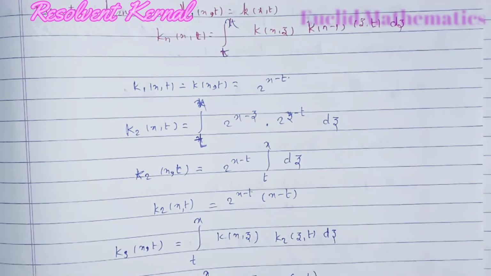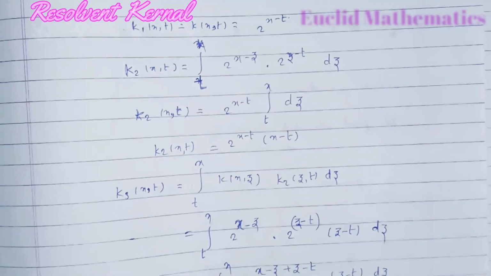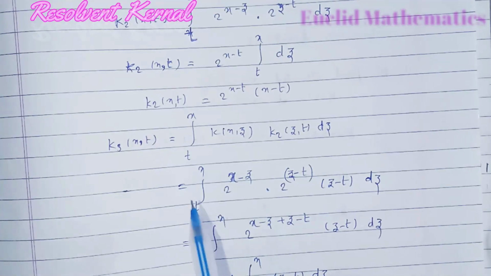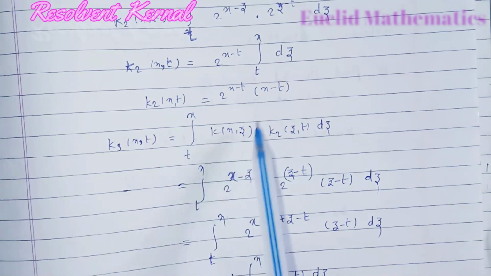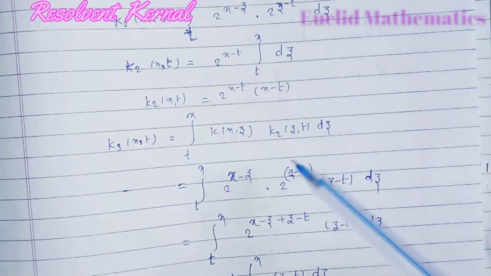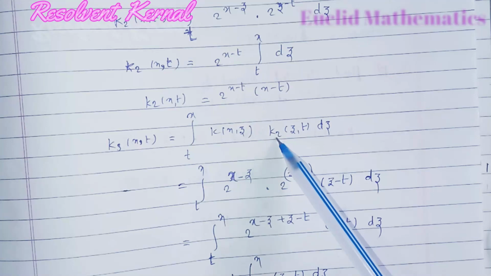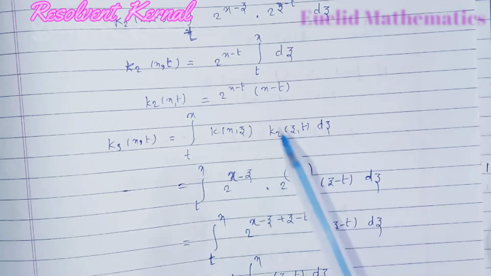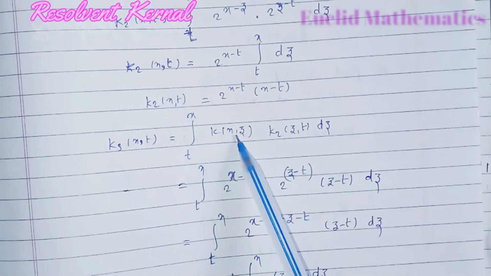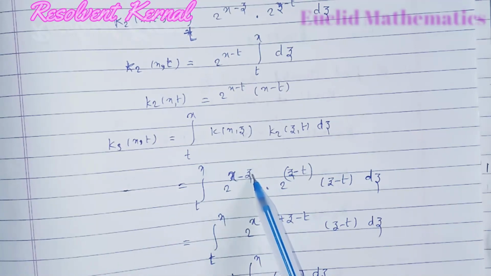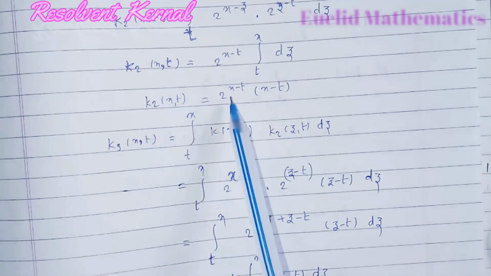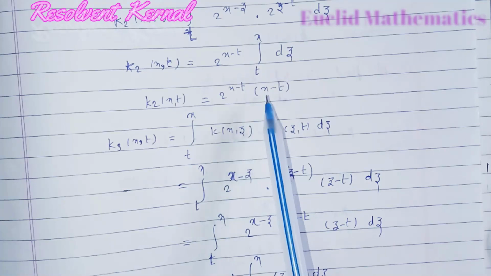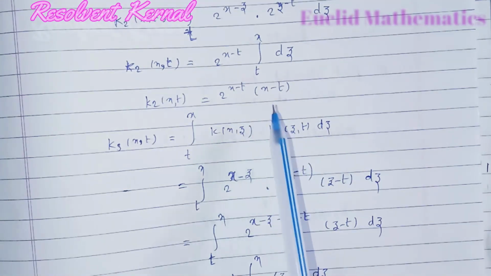Now let's move further to k3 of xt, that answer we want in our example. So k3 of xt is equal to the integral from t to x of k of xz, which remains the same here, and kn minus 1 of zt, that means 3 minus 1, so k2 of zt dz. K of xz remains the same, which is 2 raised to x minus z, as given in the example. Now it is time to get the value for k2 of xt. So k2 of xt is 2 raised to x minus t into x minus t.